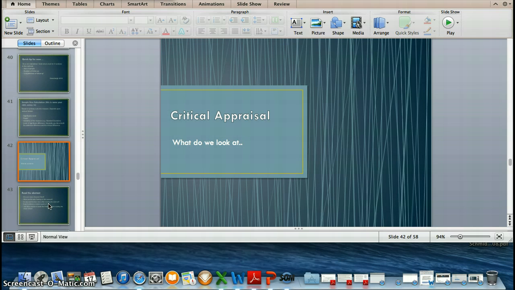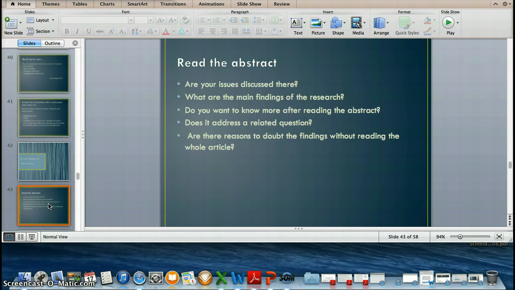So let's go over what we're looking at. Let's say we're going through a research article and we're trying to piece together what it is that we're reading. Well, first and foremost, you're going to read the abstract. Are there any issues discussed there? What are the main findings of the research? Do you want to know more after reading the abstract? And does it address a related question? And are there any reasons to doubt the findings without reading the whole article?